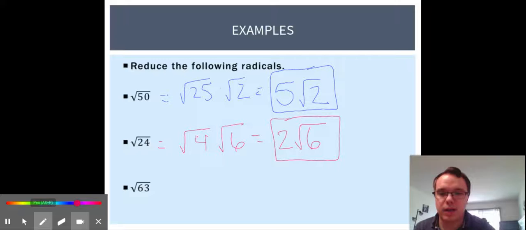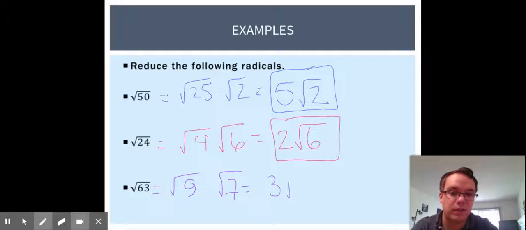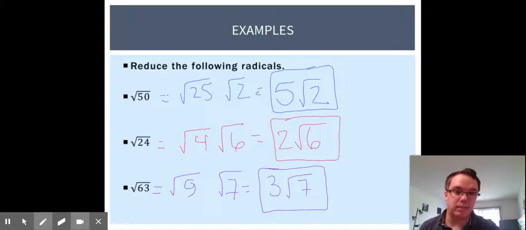All right, last example on this slide. If we have the square root of 63, there are, again, lots of ways we could multiply to get 63. 3 times 21 gets 63, but neither of those numbers are perfect squares. And so I'm going to use the square root of 9, because that is a perfect square, times the square root of 7. And so if I reduce that, I get 3 square roots of 7. 7 is not divisible by any more perfect squares because it is a prime number. So 3 square roots of 7 is as simple as it gets.